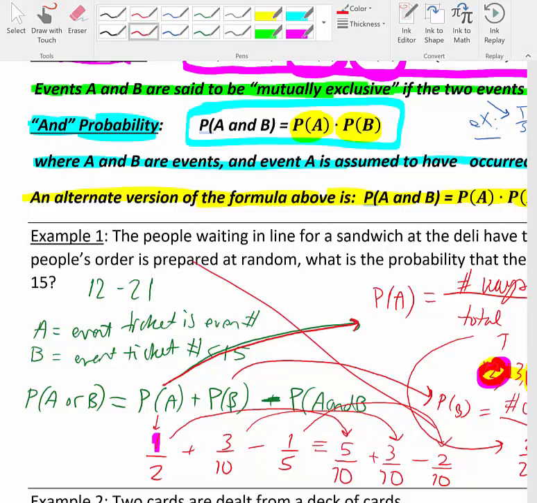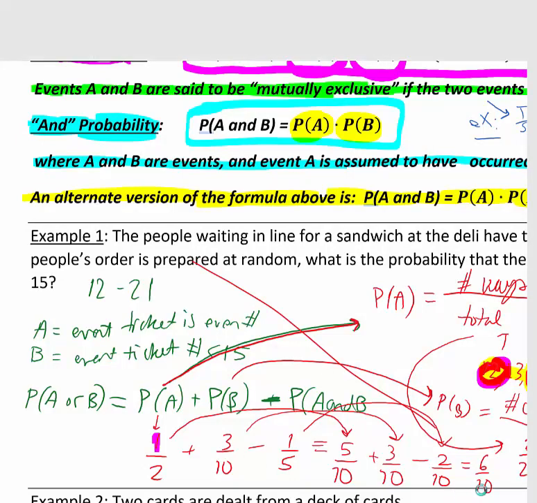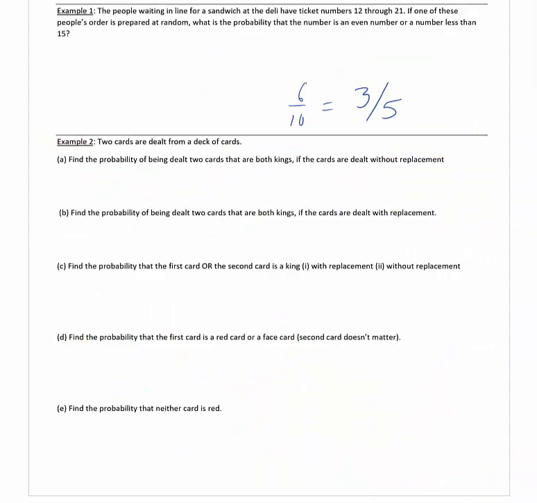So it's just adding and subtracting the numerators. 5 plus 3 is 8. Minus 2 is 6. We got 6/10, but that reduces to 3/5. Okay, so the answer there is 3/5.